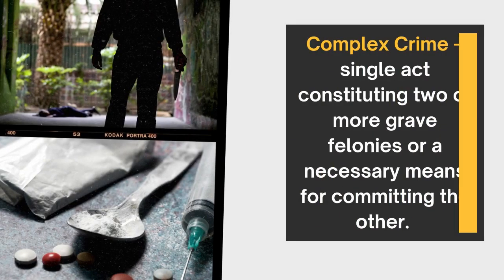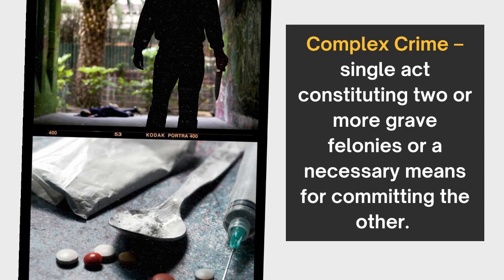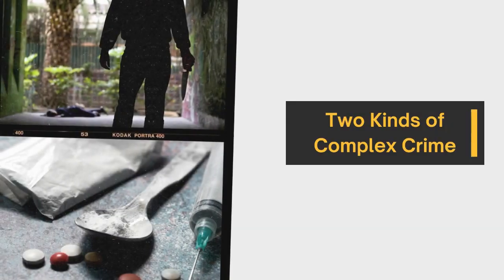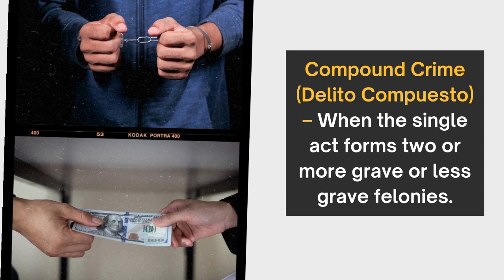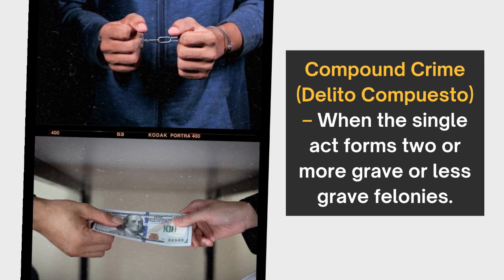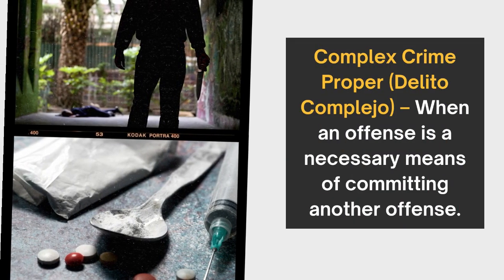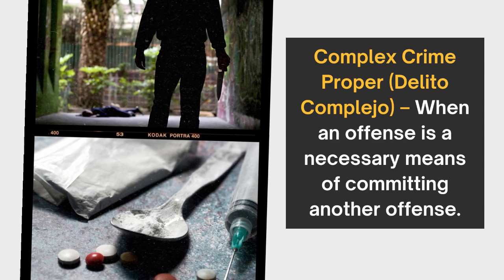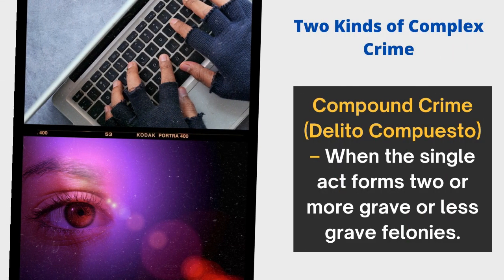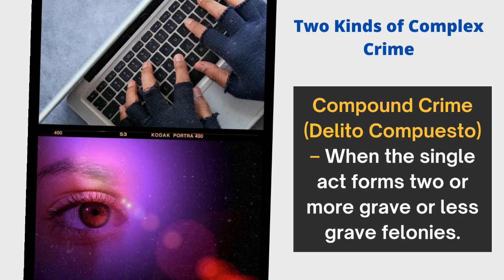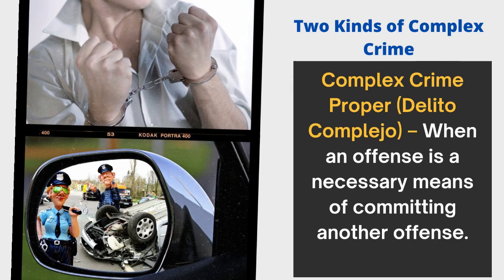B. Complex crime, a single act constituting two or more grave felonies or a necessary means for committing the other. Two kinds of complex crime. 1. Compound crime, delito compuesto, when the single act forms two or more grave or less grave felonies. 2. Complex crime proper, delito complejo, when an offense is a necessary means of committing another offense.